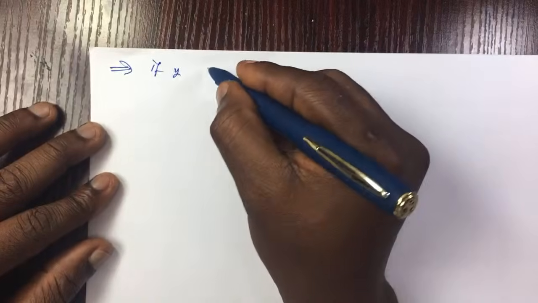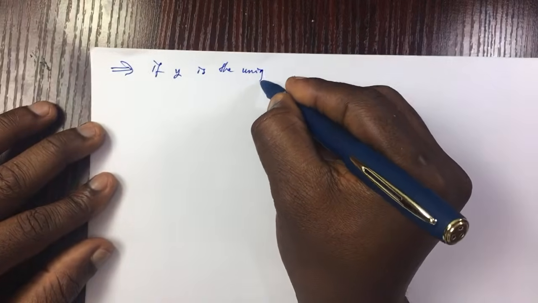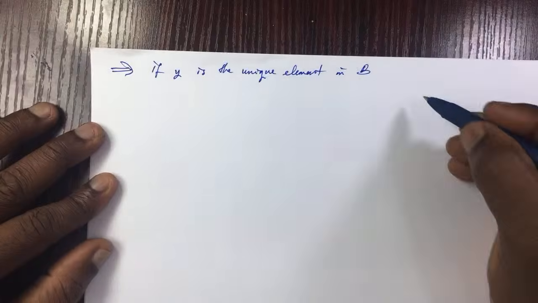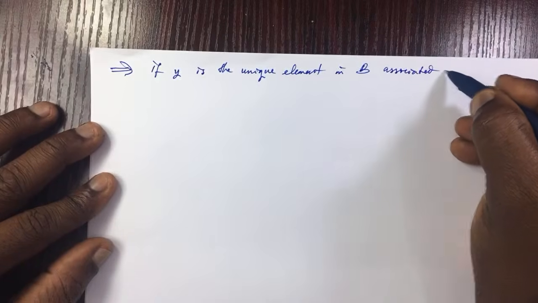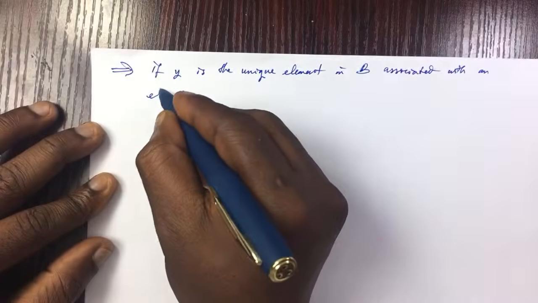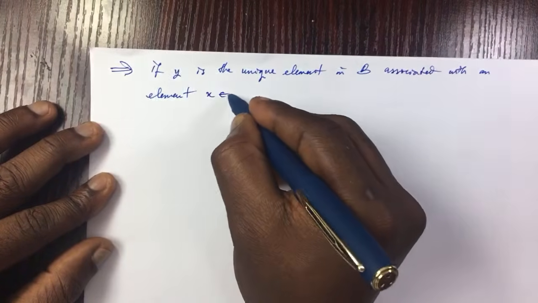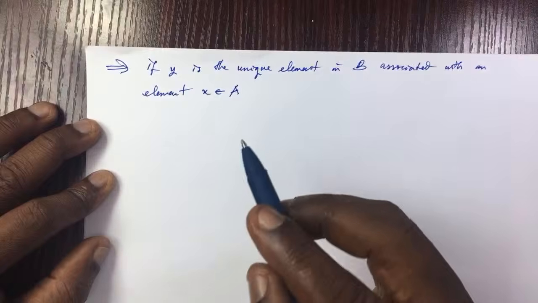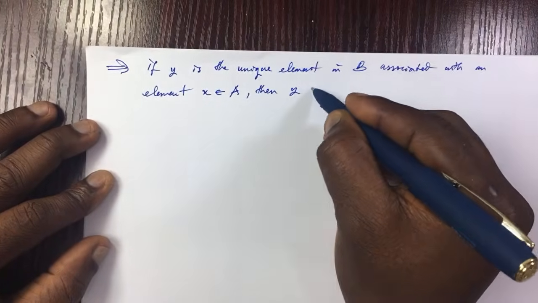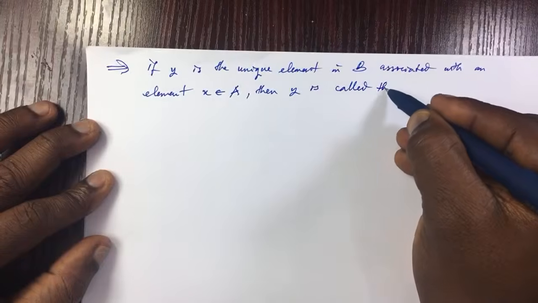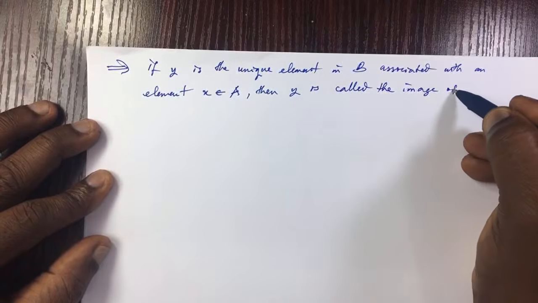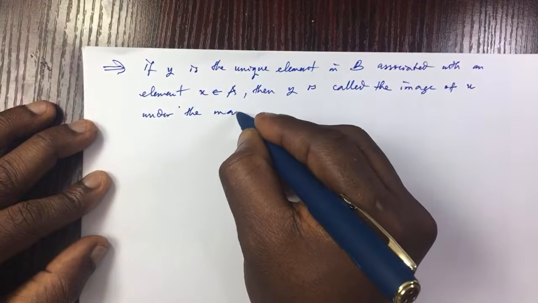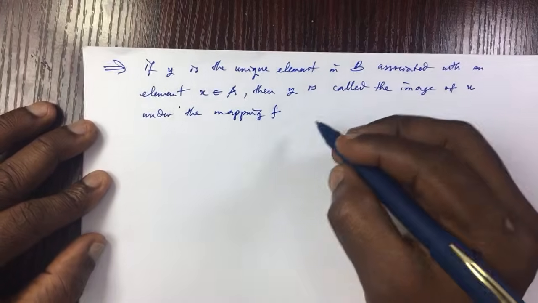If y is a unique element in B, the codomain, associated with an element x in A, then y is called the image of x under the mapping f. And I'm going to explain this quickly.